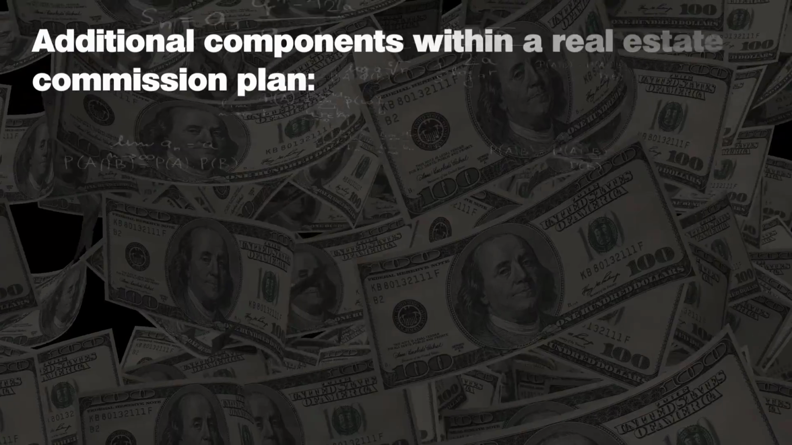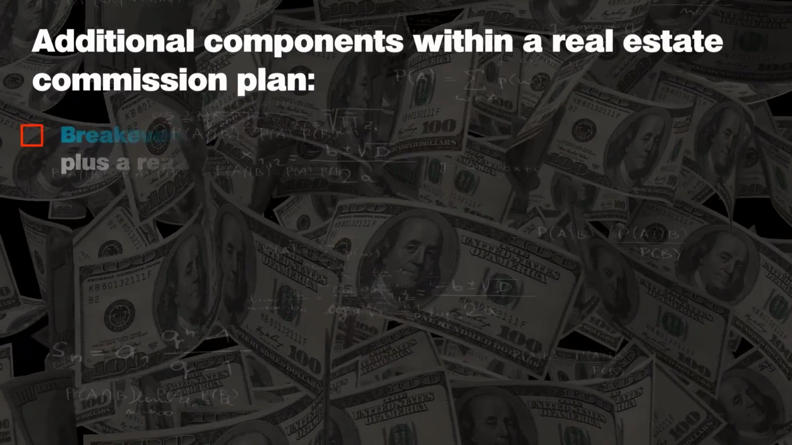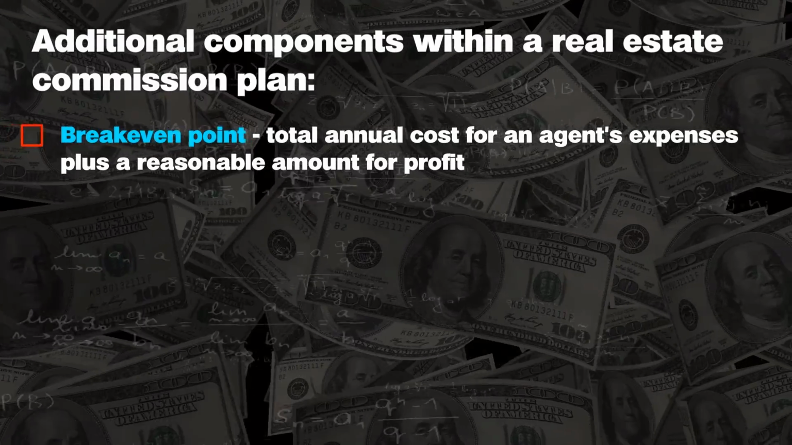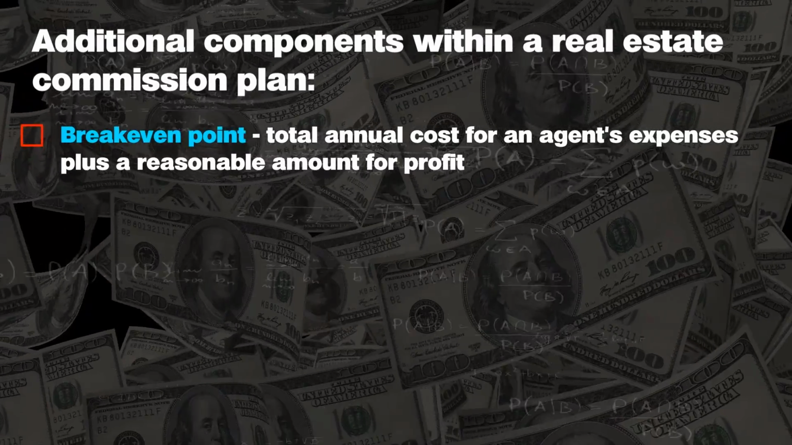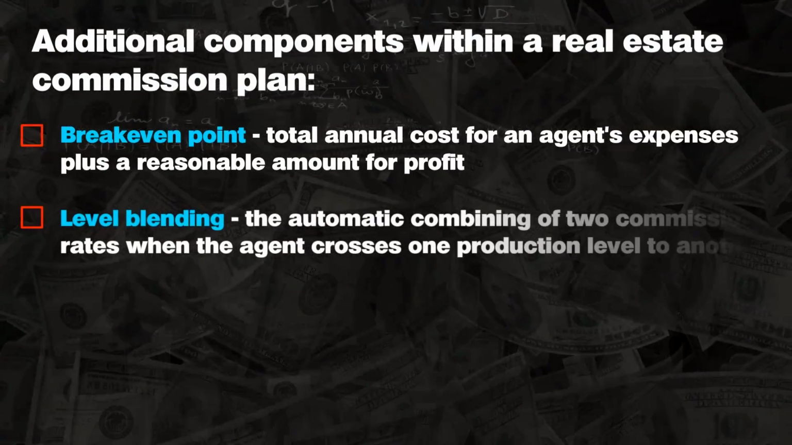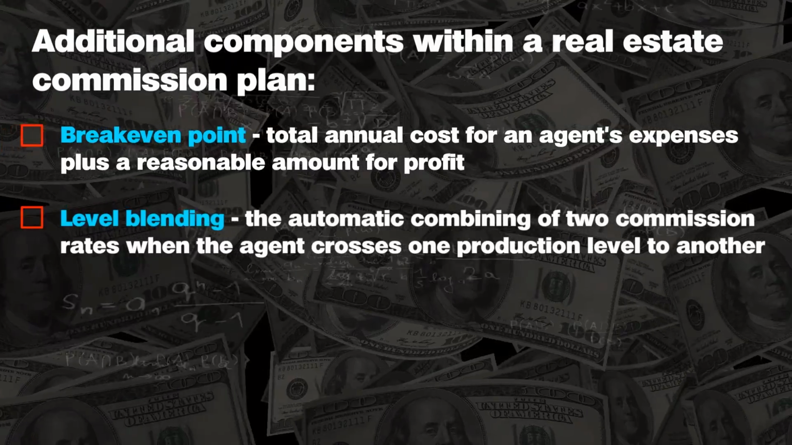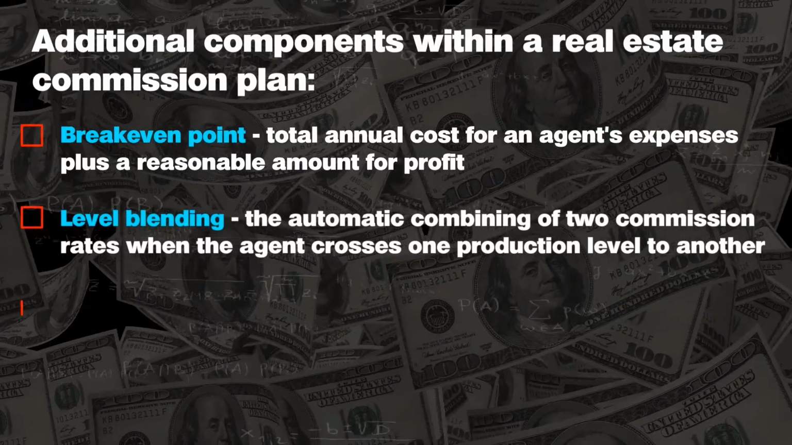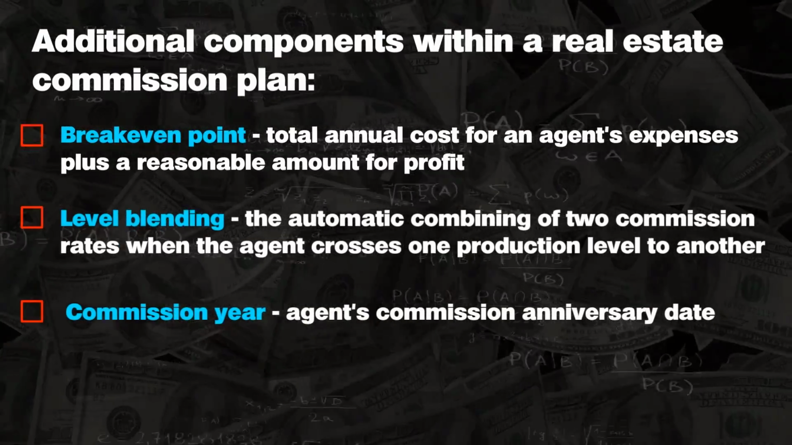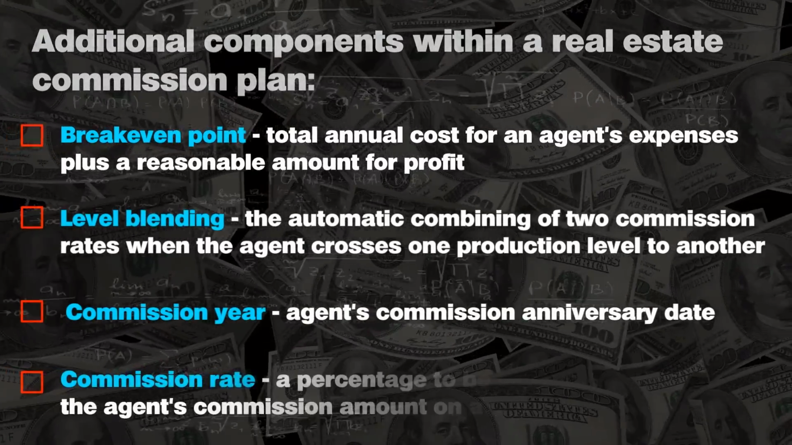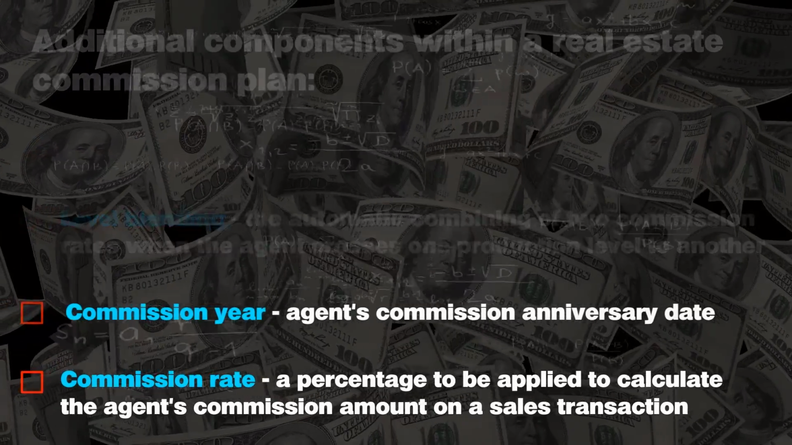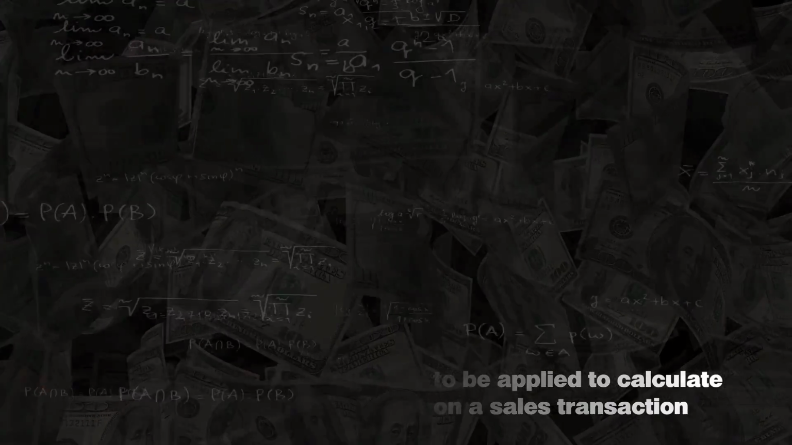Additional components within a real estate commission plan can include break-even point, total annual cost for an agent's expenses plus a reasonable amount of profit; level blending, the automatic combining of two commission rates when the agent crosses from one production level to another; commission year, agent's commission anniversary date; commission rate, a percentage to be applied to calculate the sales associate's commission amount on a sales transaction.